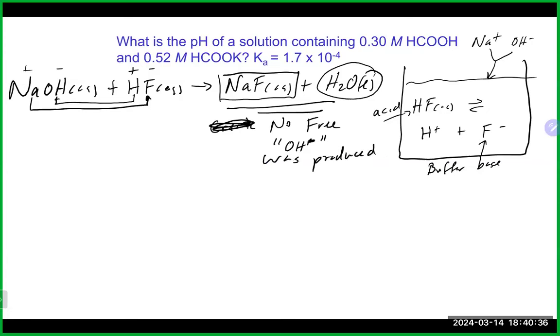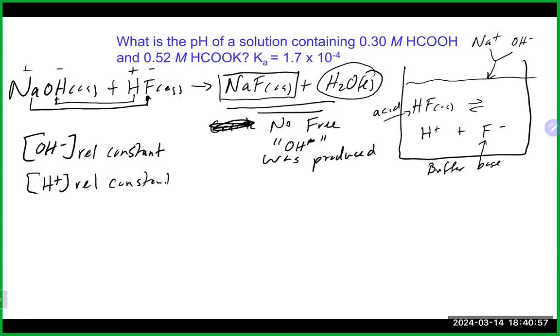And what that means is the concentration of OH minus will stay relatively constant. And because the concentration of OH minus and H plus are tied together, as one goes up, the other goes down, that would also mean, once again, that the concentration of H plus will stay relatively constant, and thus the pH will stay relatively constant as well.